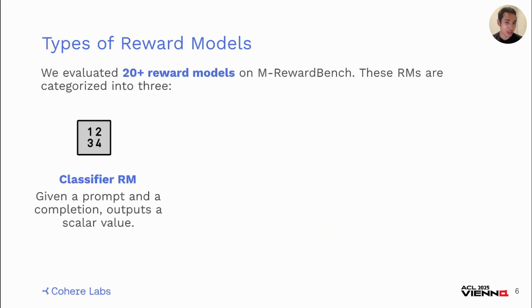We have what we call classifier RMs. So these are models that take in a prompt and output a scalar value. So what we do here is we pass both model responses to the classifier RM, then we get two scalar outputs, and the response with the higher score is the chosen response, while the other is the rejected response. And the goal here is that hopefully a good reward model will always assign a higher score to the chosen response.